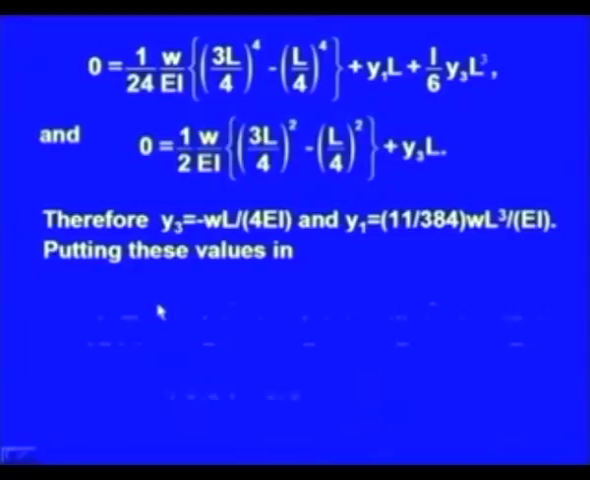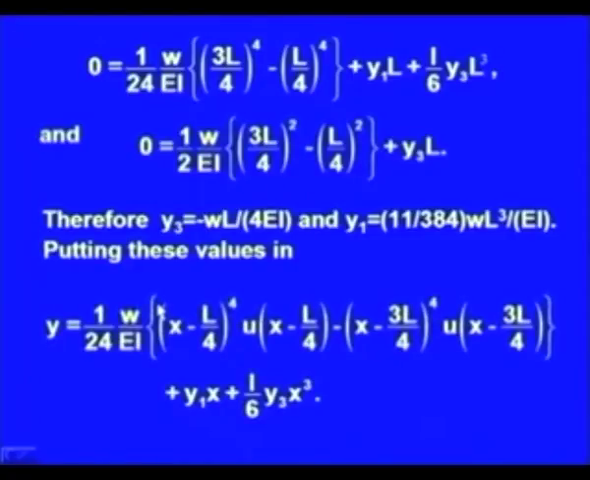Putting these values in the expression for y, we get the deflection at any point x of the beam as this: 1 by 24 w over EI, (x minus L by 4) raised to the power 4 into u(x minus L by 4), minus (x minus 3L by 4) raised to the power 4 into u(x minus 3L by 4), plus y1 x plus 1 by 6 y3 x cube.